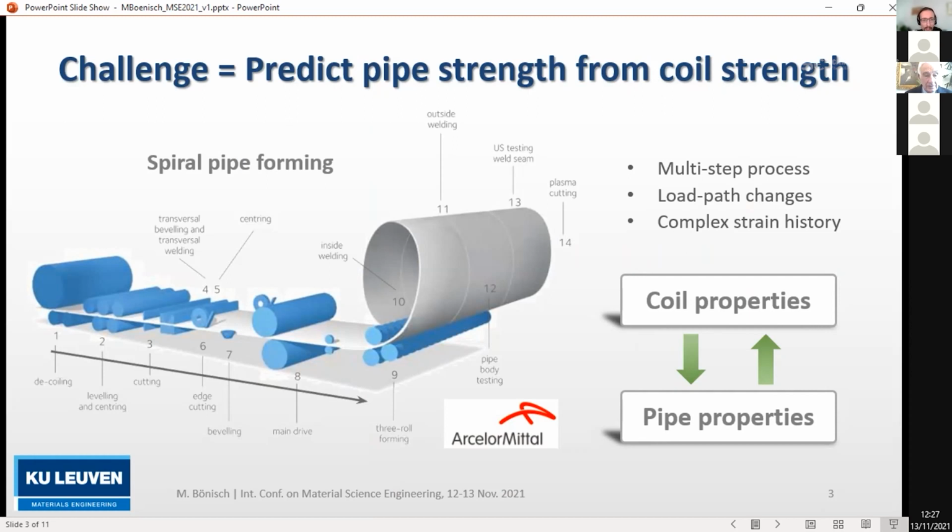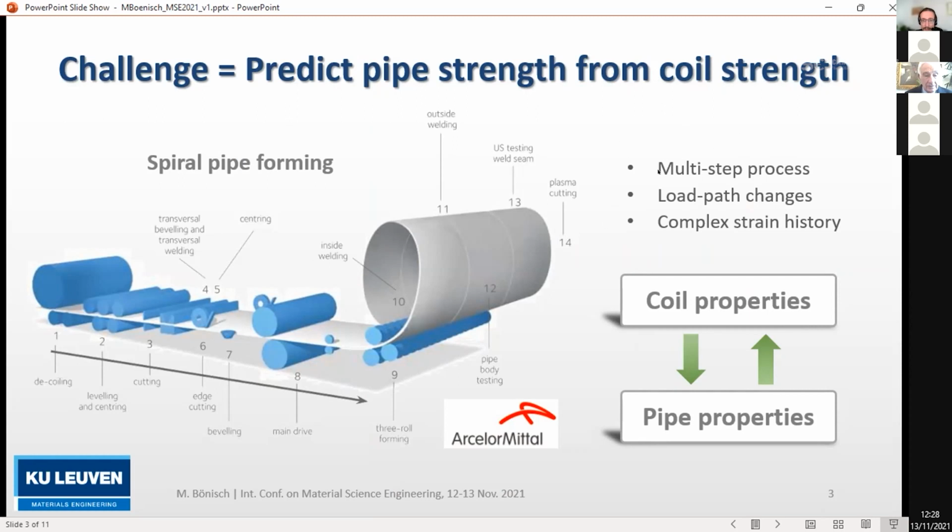However, it turns out in reality that this is quite a challenging objective, because when we look at the spiral pipe forming process, we see that there is in fact a number of deformations and a number of steps included, and each of them alters the mechanical properties of the initial coil. So we start off with the coil here on the left, and then there are multiple steps. Finally, there's the three-roll bending step that creates the spiral shape, which is then welded into the pipe. So there are several forming steps involved, and each of them modifies the mechanical properties of the coil. Therefore, it is quite clear that to predict the strength of the final pipe, we need to model somehow all these steps in between.